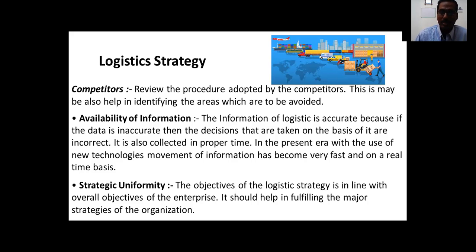So collecting information from our suppliers or from our distribution channel is very important, and this information has to be not only accurate, it also needs to be on time, so that we can change our strategy if necessary. In the present era, with the use of new technologies, movement of information has become very fast and on a real-time basis. With the internet and all these things, it's now possible to get information in a very short duration of time.